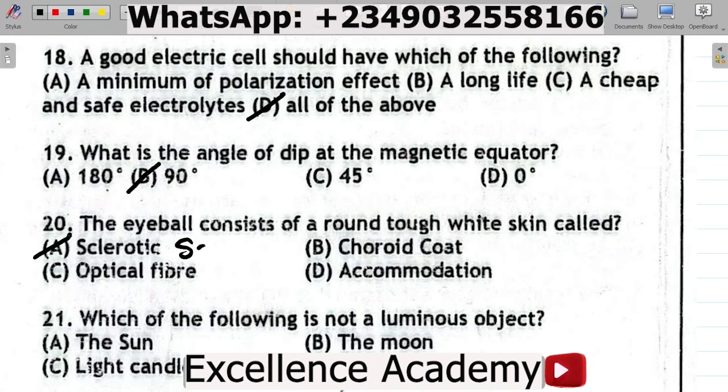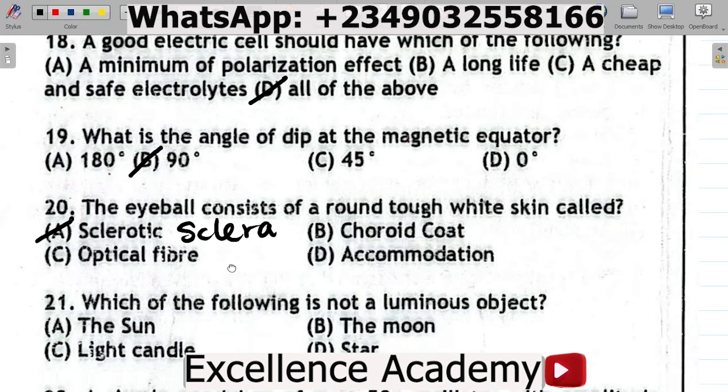Now, here's something you should know. The sclerotic or the sclera, that's this. The sclera is the tough white outer layer of the eyeball. It is made up of fibrous connective tissue and provides protection and structure of the eye. All right, so the correct answer here is A.